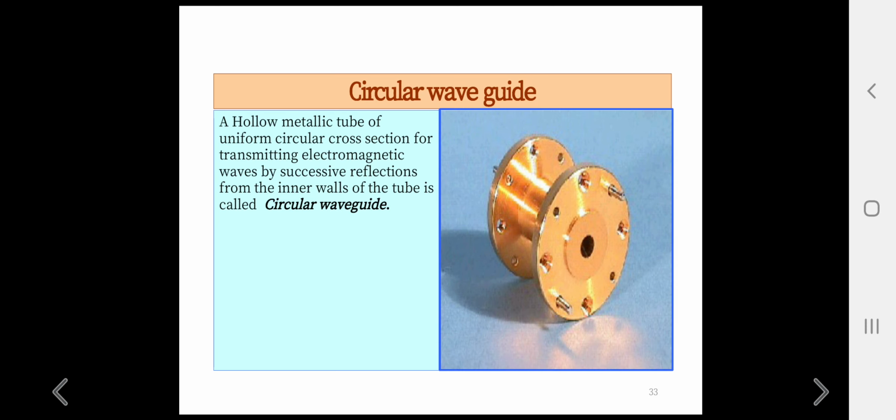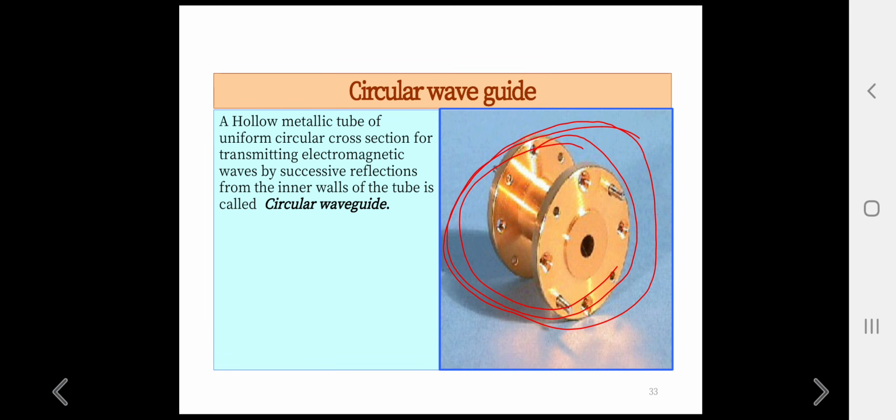Now come to the circular waveguide. A hollow metallic tube of uniform circular cross section for transmitting electromagnetic waves by successive reflection from the inner wall of the tube is known as a circular waveguide. From the figure we can see this is your circular waveguide. Practically it looks like this. Here your microwave energy will be transmitted.